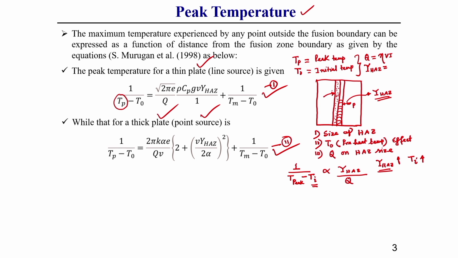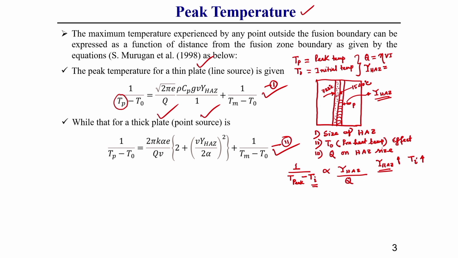So, let us consider the recrystallization temperature for mild steel is around 270 degree centigrade, whereas the fusion boundary temperature is generally the melting point temperature, let us say 1540 degree centigrade. So, 1540 degree centigrade to 723 degree centigrade, this region is generally called the heat affected zone size.